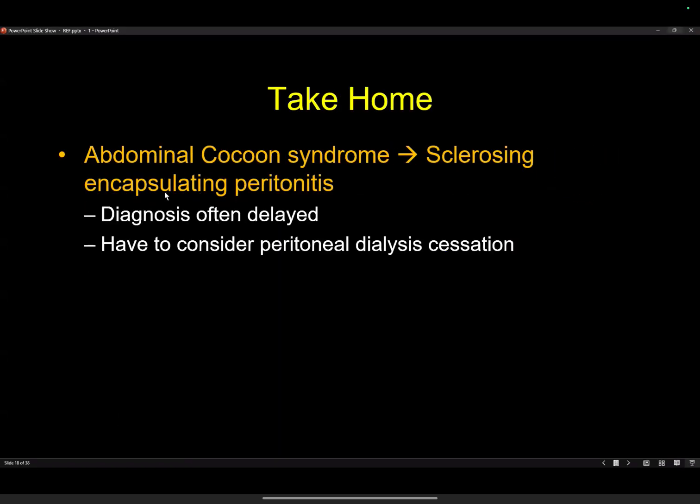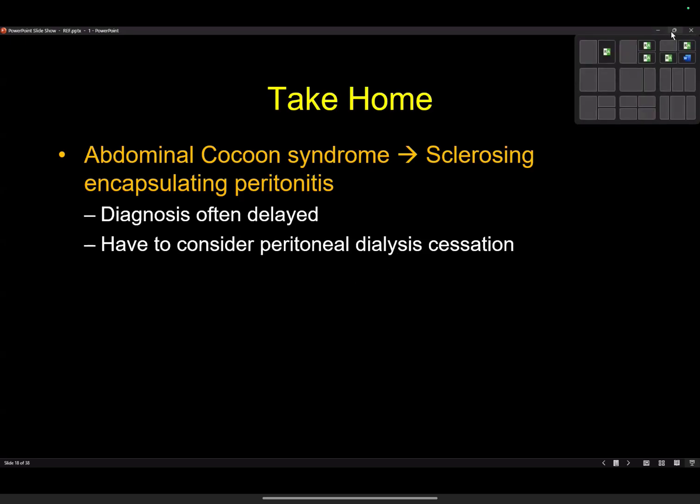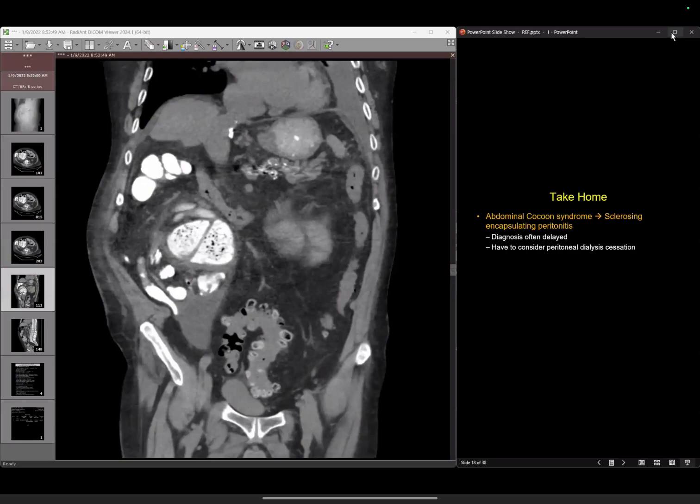So the take home here is this is an abdominal cocoon syndrome, which is also called a sclerosing encapsulating peritonitis. Diagnosis is often delayed because we don't typically pay attention to this sort of rind of soft tissue, and you have to consider peritoneal dialysis cessation because these can progress and give rise to complications as a result. Okay, excellent job, guys. So you guys are doing really well. Moving on to the next case for Upasana.